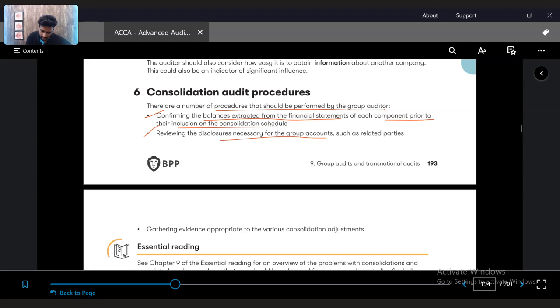Review the disclosures necessary for the group accounts, such as related parties. Because, as I told you, for consolidation there will be a lot of intercompany transactions that will be eliminated, and that has to be updated in the related party transactions.